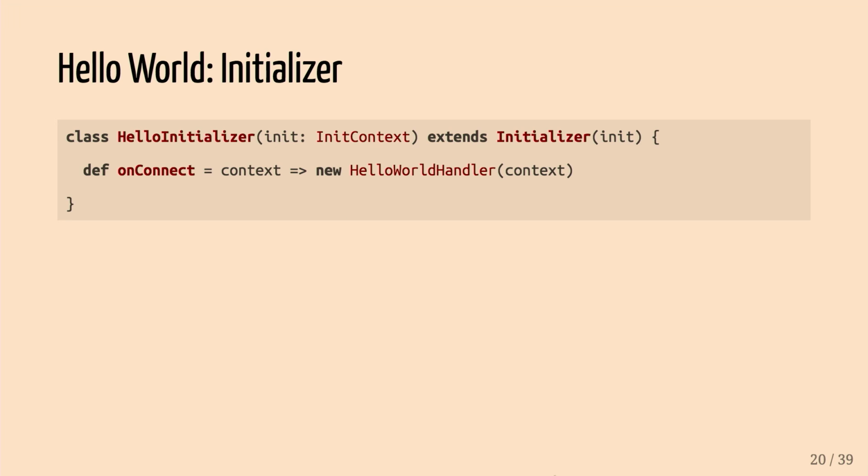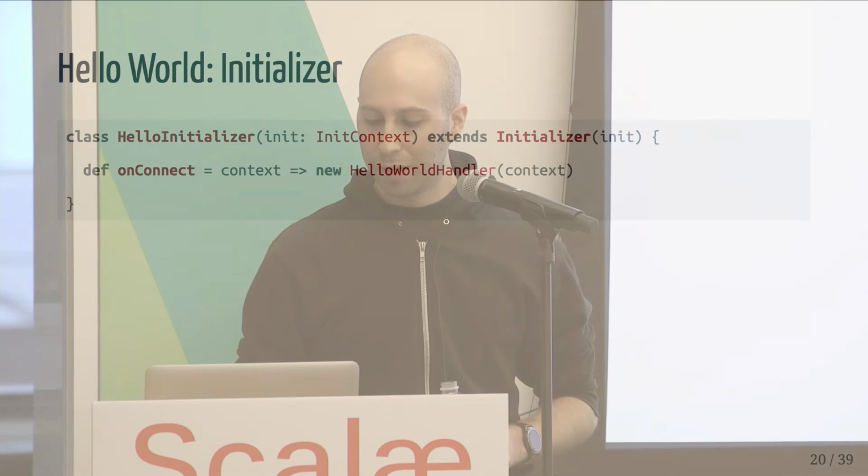And then here's an example of an initializer. You can see this is really not much more than what you could call a request handler factory. But initializers actually do quite a bit more than that as well. Again, this is sort of the bare minimum you need to start a service.